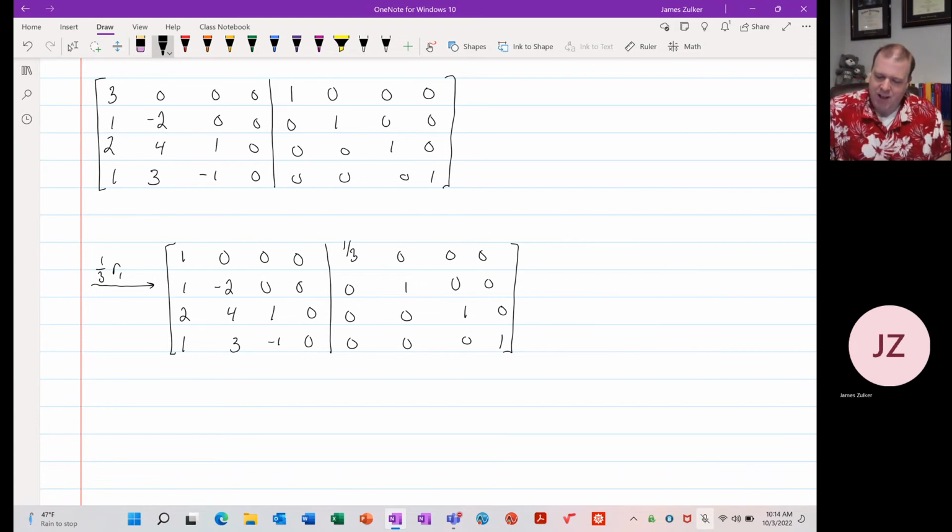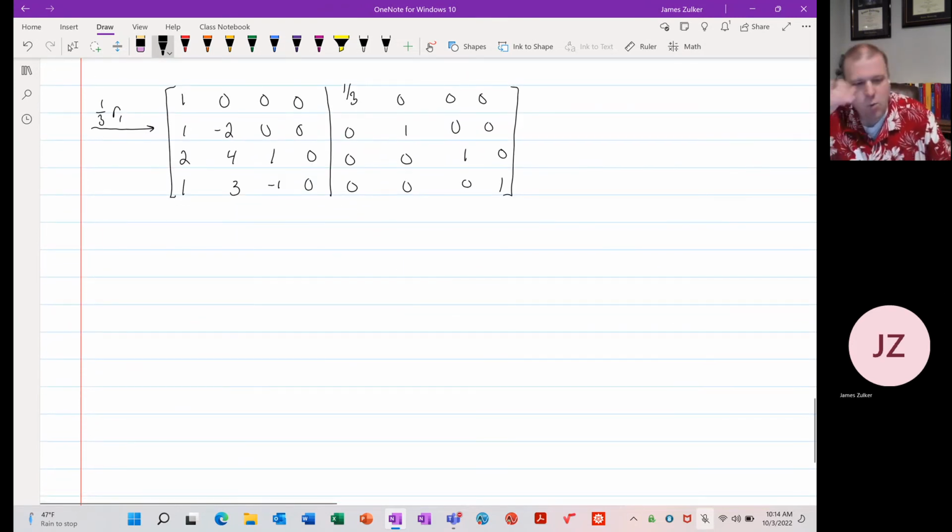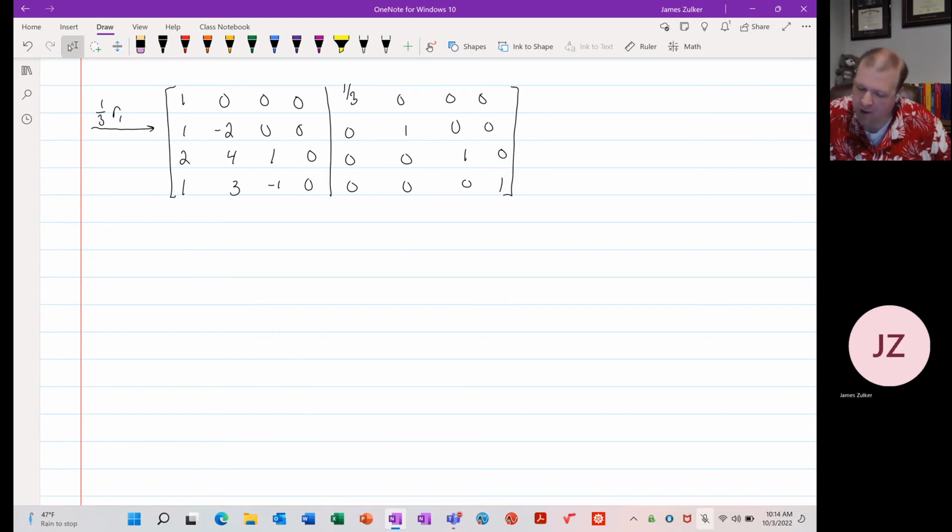Go and zero out everything below the 1, 1 entry. All right, so this is going to require 3 operations. First, negative row 1 plus row 2, then -2 row 1 plus row 3, and then finally negative row 1 plus row 4. And that will give us this.